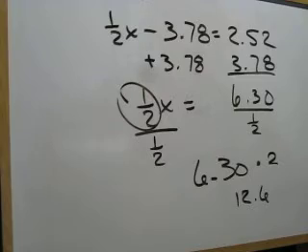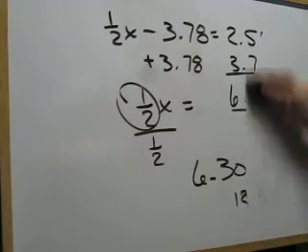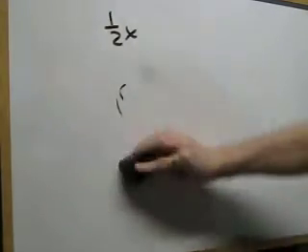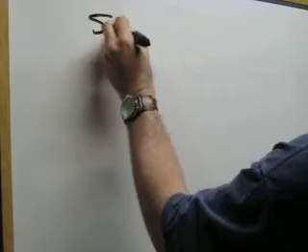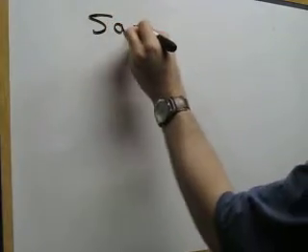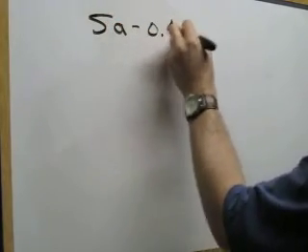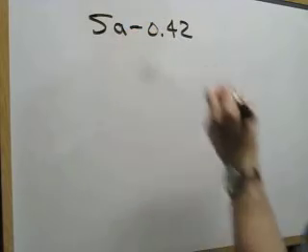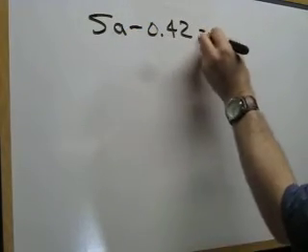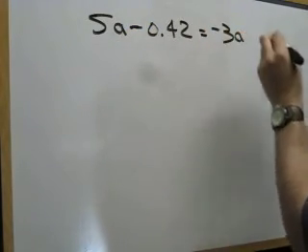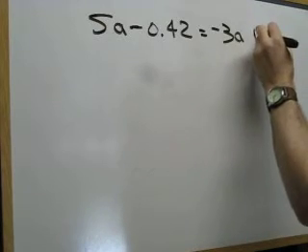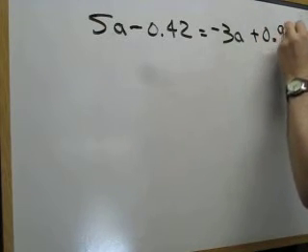So that's example 3. Example 4 just again goes into some of the other processes or possibilities that we've had before. You've done all of this, but it doesn't hurt to review it. So let's go ahead and put it up here. That's a minus sign here. Equals negative 3a plus 0.98.